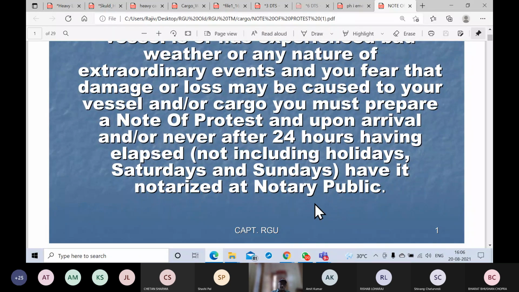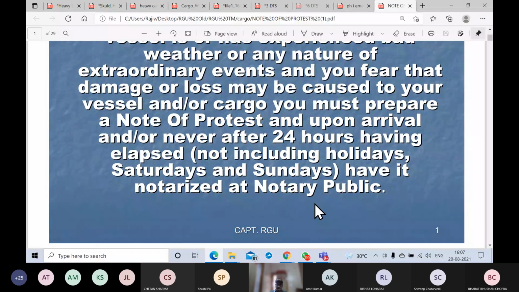You are holding nobody responsible. You are just submitting a statement of facts that you had left such and such port on such and such date, drop of last pilot was at this time, and during the course of this voyage, let us say crossing the Pacific, you experienced heavy seas and weather. EGC messages, weather faxes, WNI reports, all included to substantiate your claim, and then you go and get this notarized in the notary public. That is NOP, note of protest.